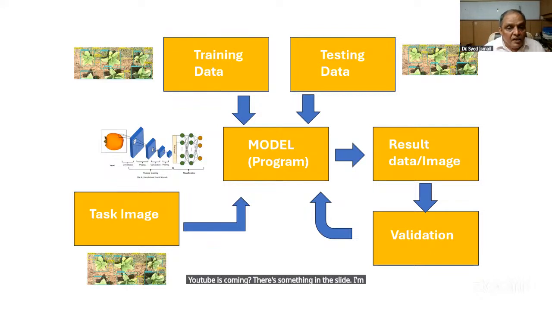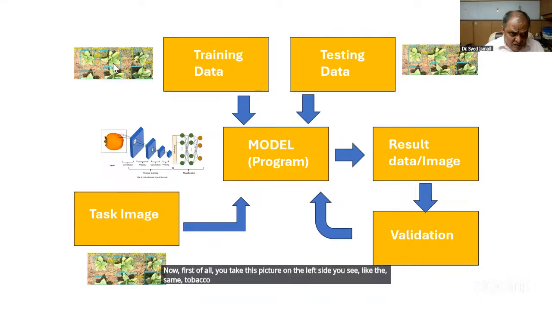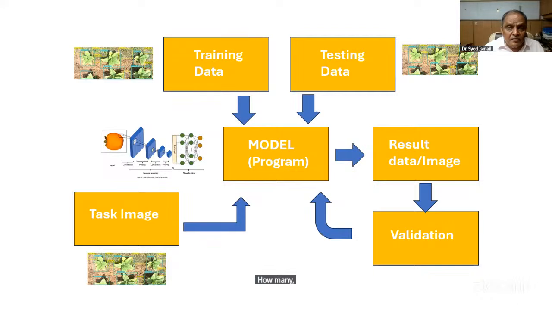Doesn't matter. Now, first of all, you take this picture on the left side, the same tobacco plant I'm taking as the example. You take a lot of images like this. How many images? I consider 7,000 to 8,000 images very few. A real good data scientist will also tell you that you require probably tens of thousands of data to be reliable. And it's possible to get. That is the power.